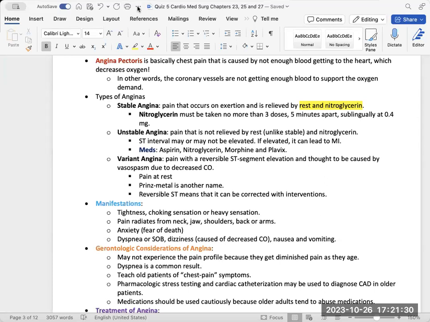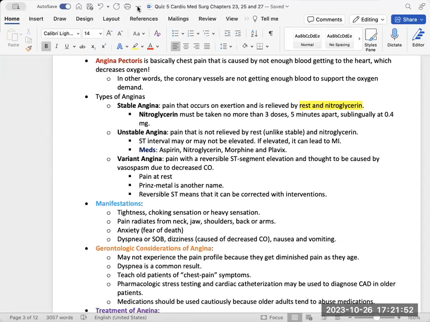That's something that you want to know. Also, with nitroglycerin, it needs to be stored in a dry and cool place. This is a really important teaching point to make, because if you're not properly taking care of your medications, the durability and the effectiveness are going to decrease. So this medication must be stored in a dry and cool place.